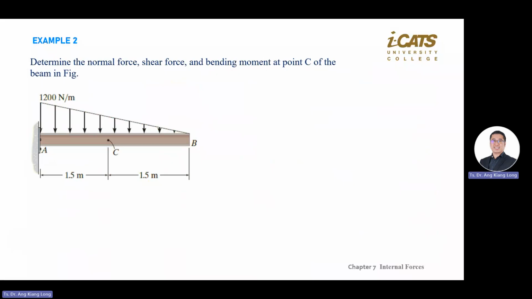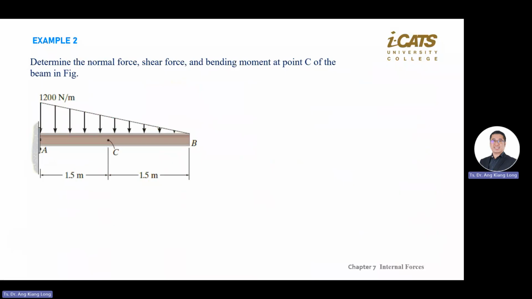Okay, I think you have done distributed load. If you don't know, go and refresh back what Dr. Nurul taught you. I just observe how to do internal forces analysis. This is distributed load. So again, it asks you to find the three internal forces, shear, normal, and bending moment at C.